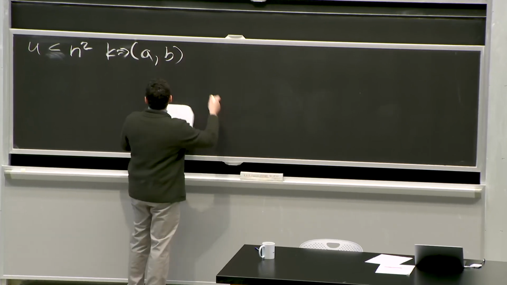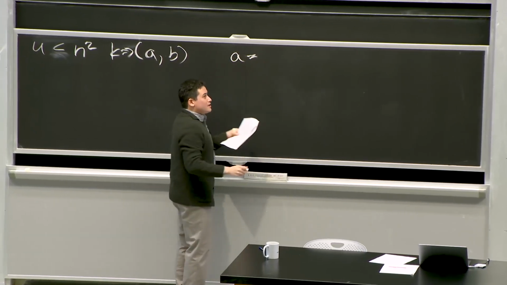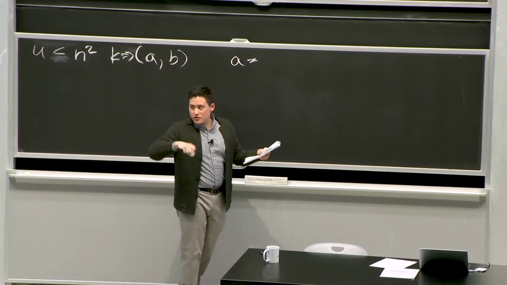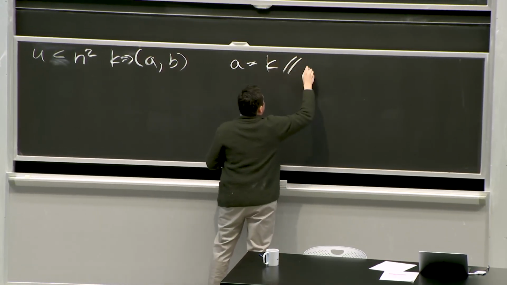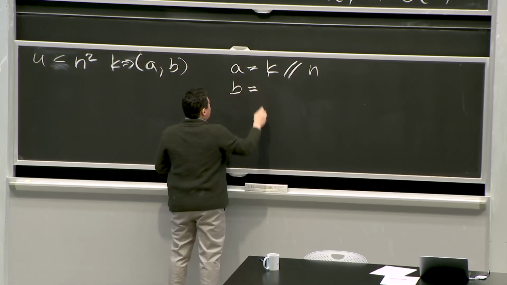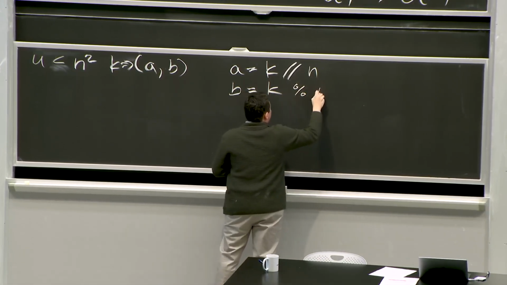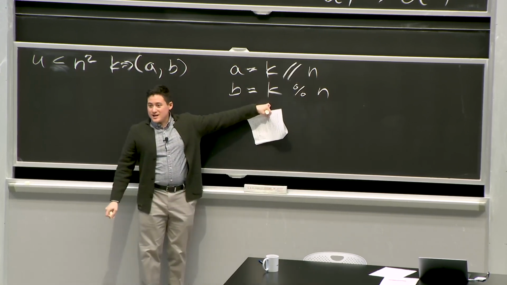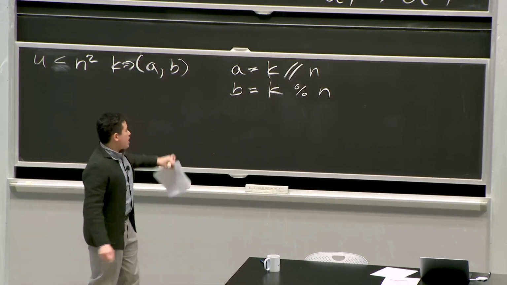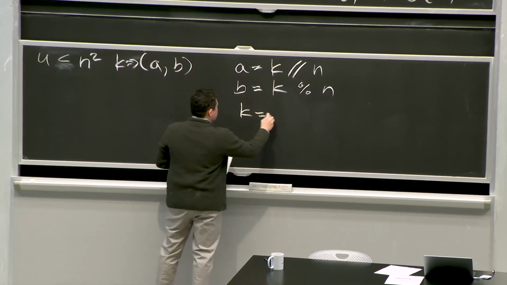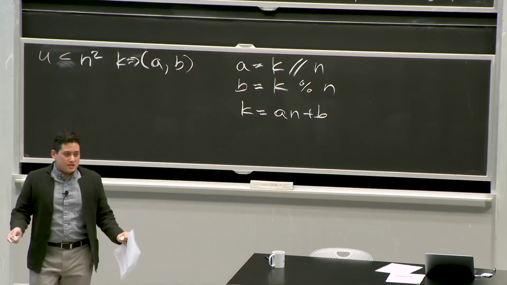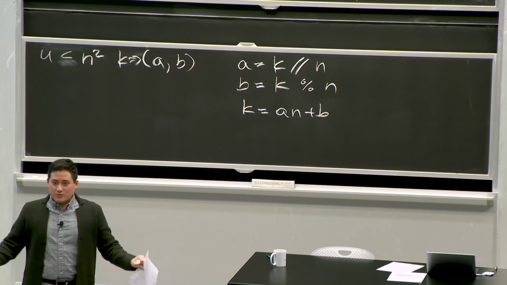I mean let's let a be k divided by n, integer division, the floor, right? And b equals k mod n. So this is a number that's less than n, and this is a number that's less than n. Does that make sense? And I can recover k at any time by saying k equals a n plus b. I've essentially decomposed this into a base n representation of this number.